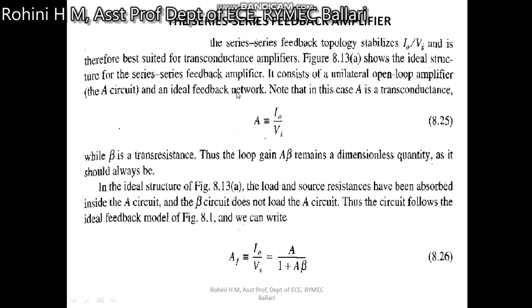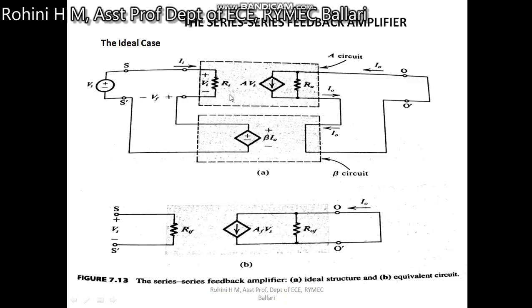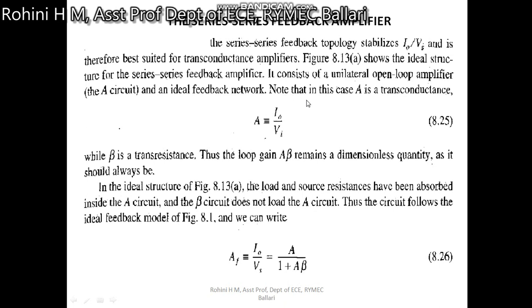This diagram shows the ideal structure for series feedback. It consists of a unilateral open loop type of amplifier. This is the A circuit, meaning the gain circuit of an ideal feedback amplifier, and below we have the beta circuit or feedback circuit. Note that in this case A is a transconductance. Transconductance A is given by the output current I0 divided by the input voltage Vi, while beta is a transresistance, thus the loop gain A beta remains a dimensionless quantity as it should always be.